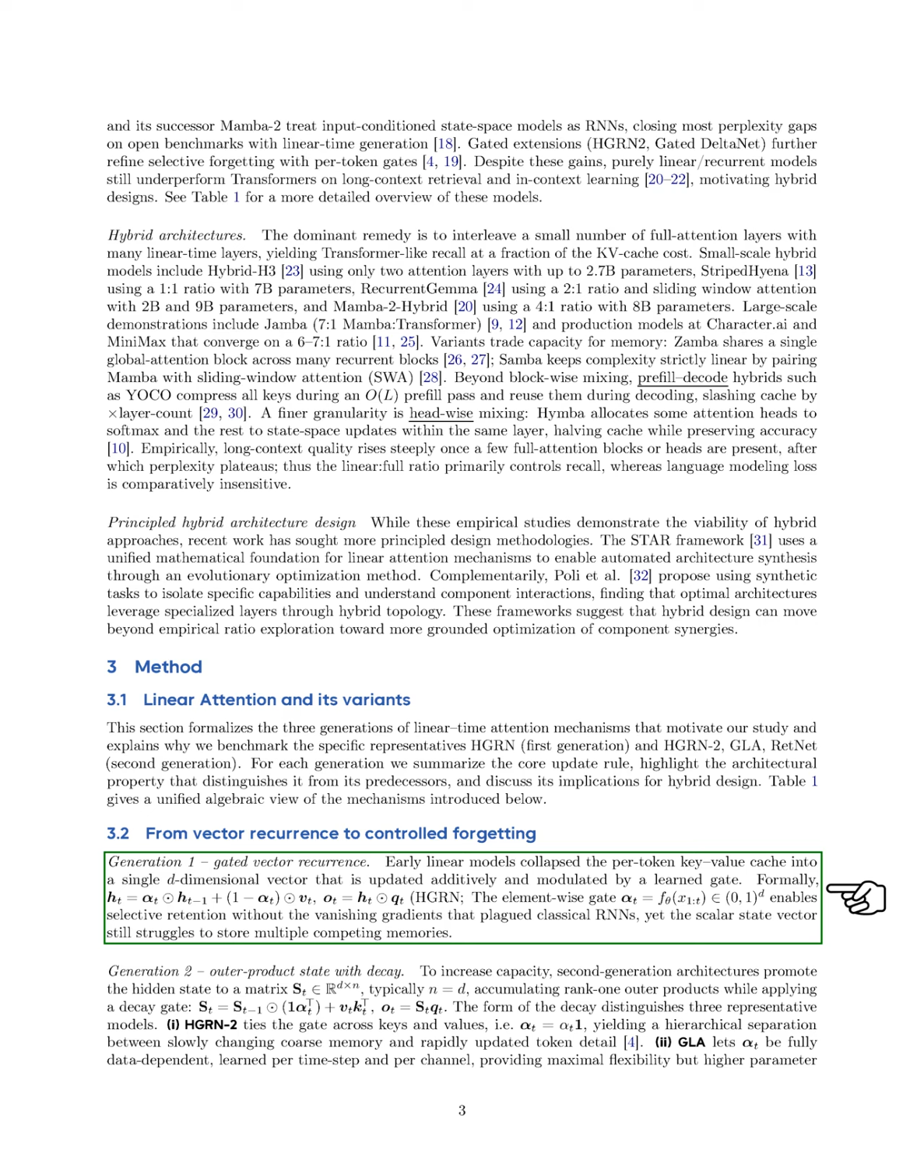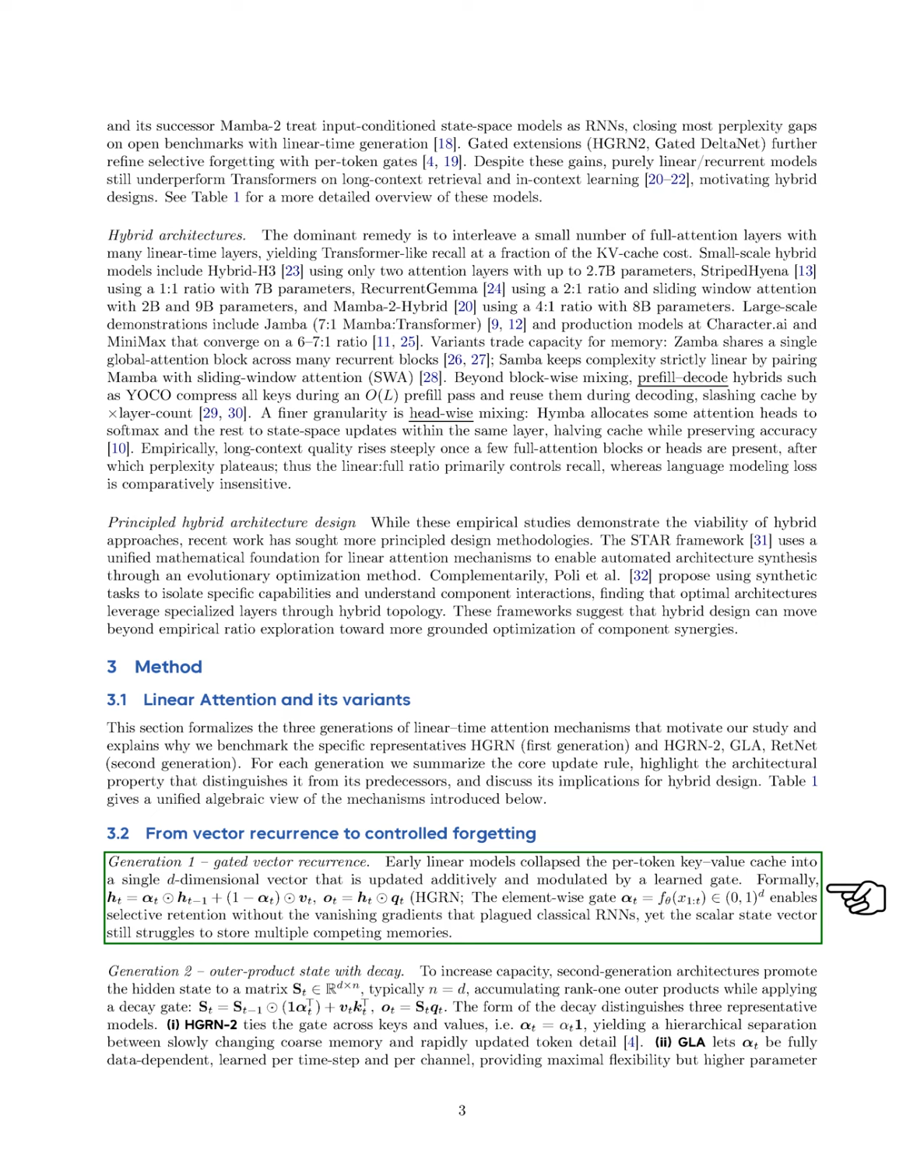The second generation introduces an outer product state with decay. To enhance capacity, these architectures use a matrix for the hidden state, accumulating rank 1 outer products while applying a decay gate. The decay mechanism varies among 3 models: HGRN2, which ties the gate across keys and values for a hierarchical memory structure; GLA, which allows for fully data-dependent gates for maximum flexibility; and RetNet, which uses a fixed decay factor shared across positions for simplicity and speed.